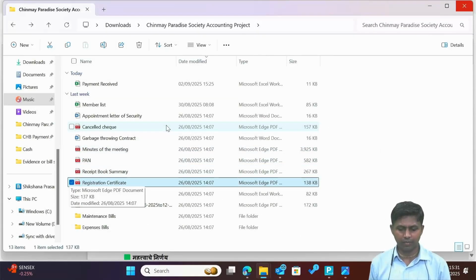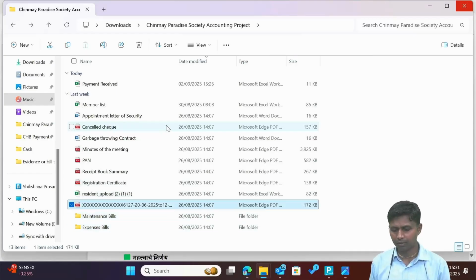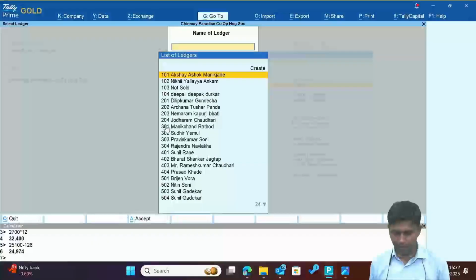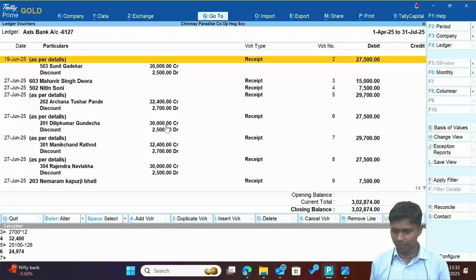From this book, we already booked the transaction. Then from the registration certificate, we have created the company. The registered upload part is over, the expenses bill and maintenance bill part is over. Now, finally, the last thing is the bank statement. Open the bank statement. In Tally, also open the bank and do the reconciliation. Type your bank name, change the period or nullify the period, and then press Alt R to reconcile.